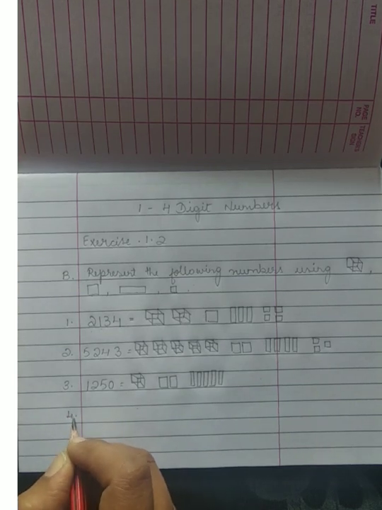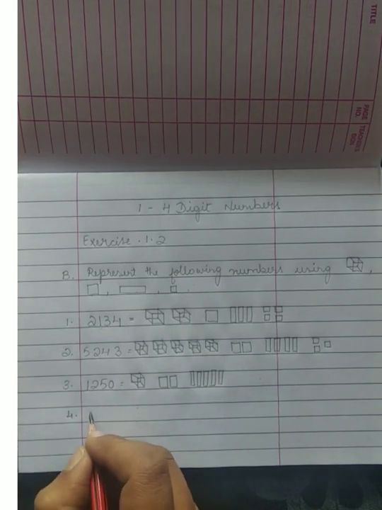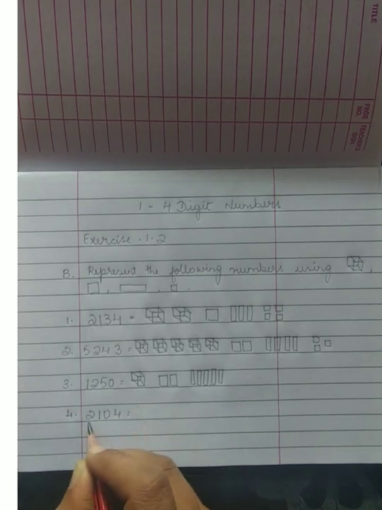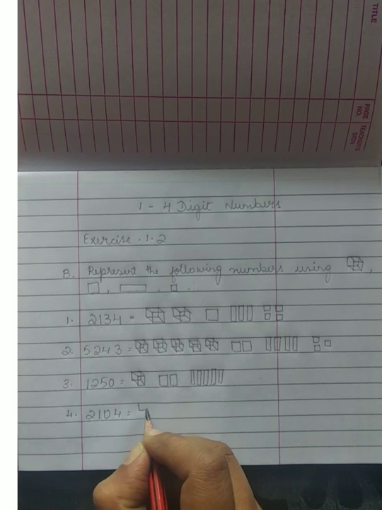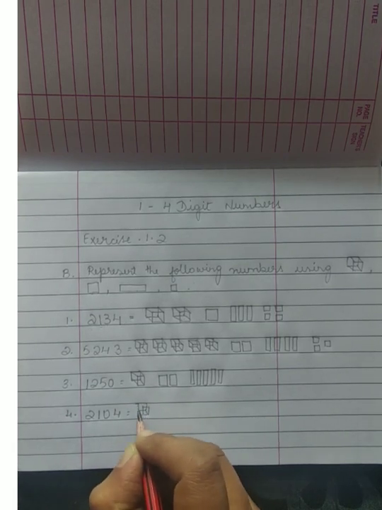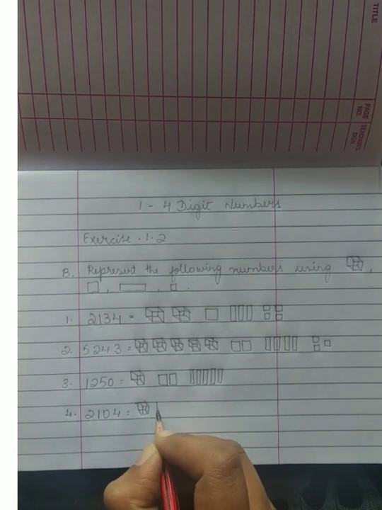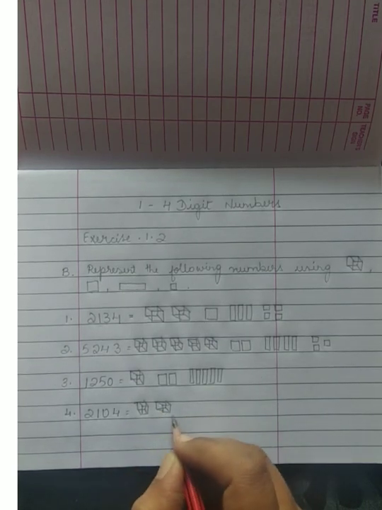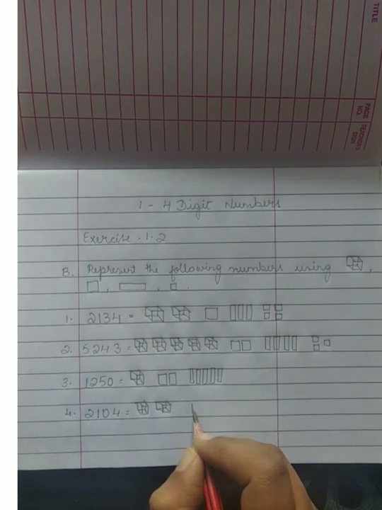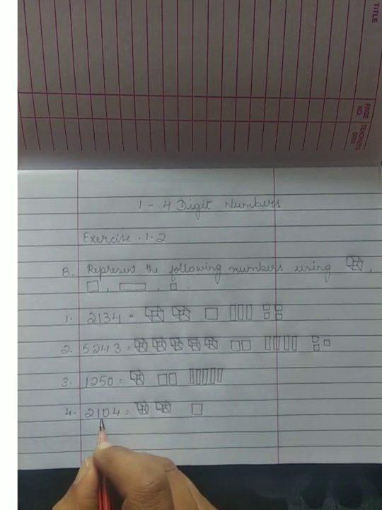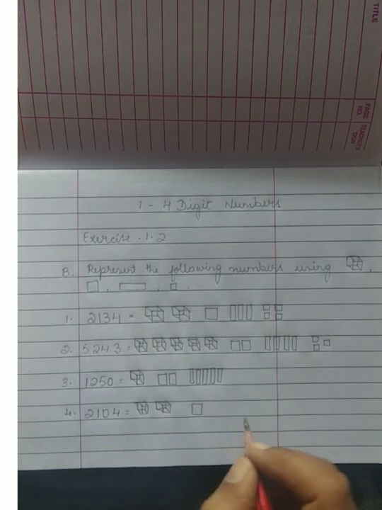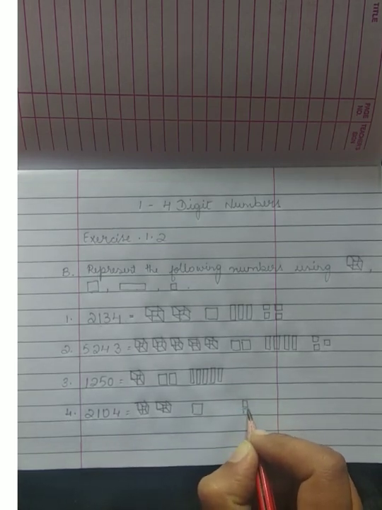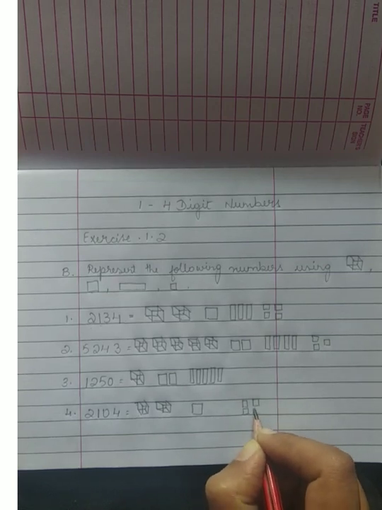The 4th one, 2104. So 2 cuboids, 1, 2, we have finished 2 cuboids, 100, tens is 0, so we don't draw anything for tens, and 4 units, ones. 1, 2, 3, 4.